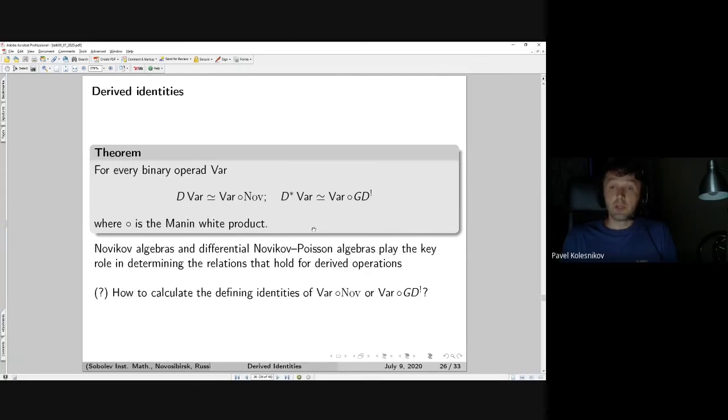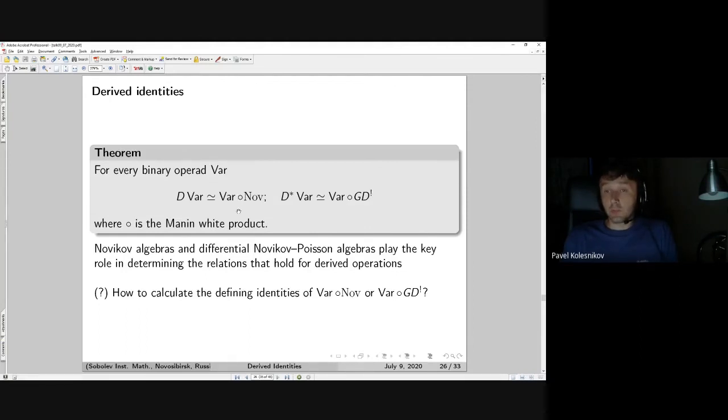So, as we may see, the class of Novikov algebras and also differential Novikov-Poisson algebras, or GD dual algebras, play a crucial role in the computation of these derived identities.